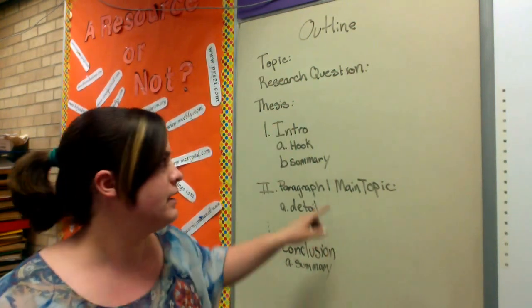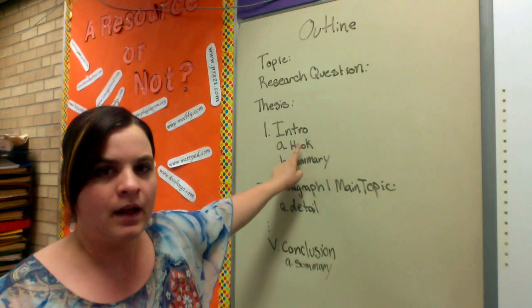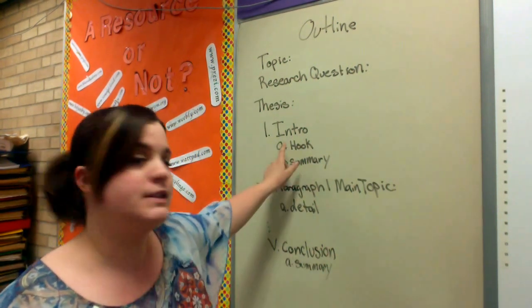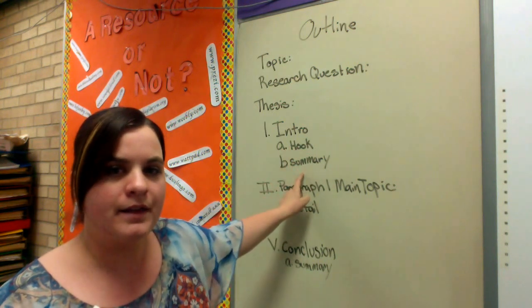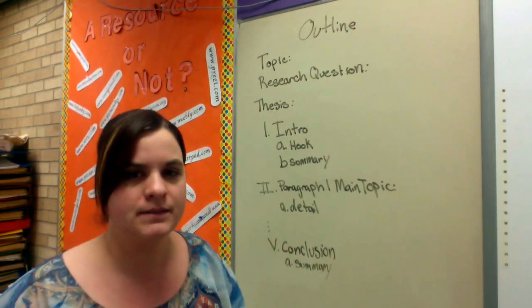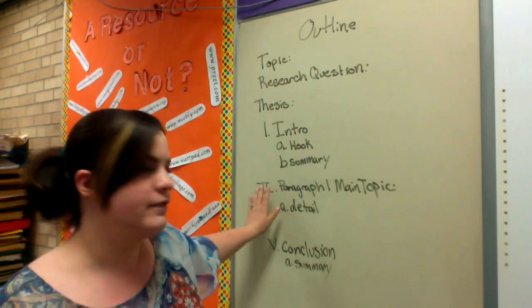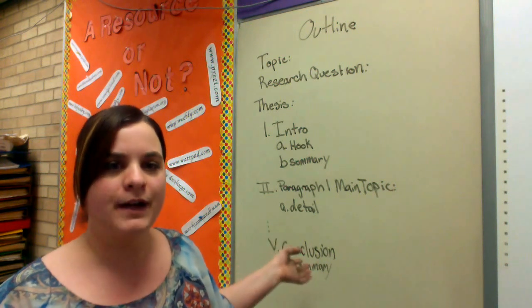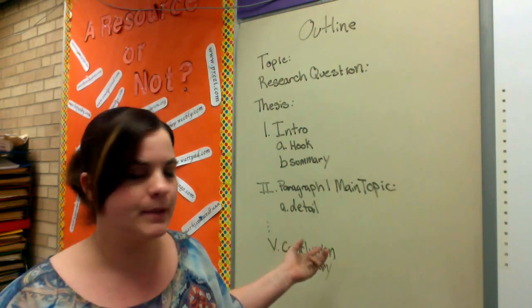That's going to be the main topic of my intro. Then I'm going to find an interesting question or fact to use as my hook. And then I'm going to summarize the main points of my next 3 paragraphs. Then I'll have paragraph 2, 3, 4 for information, for the body of my paper.